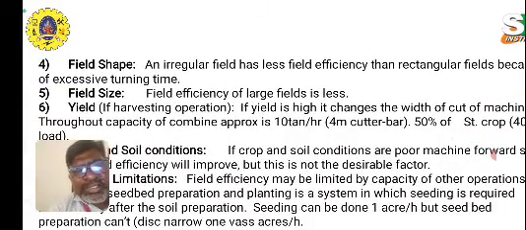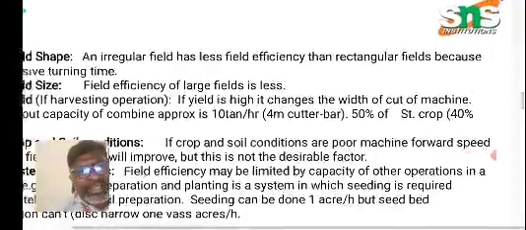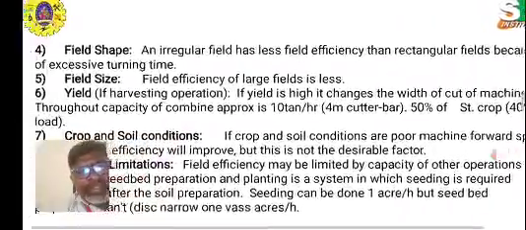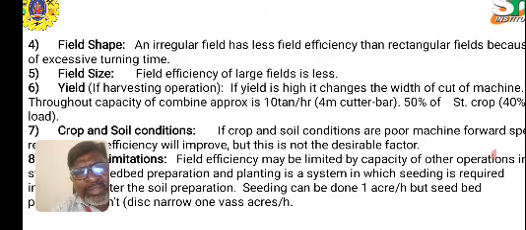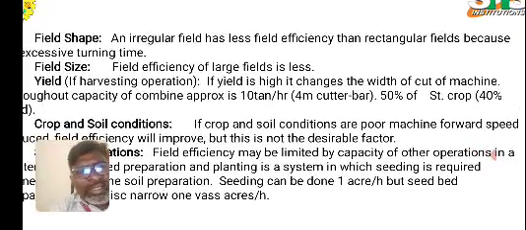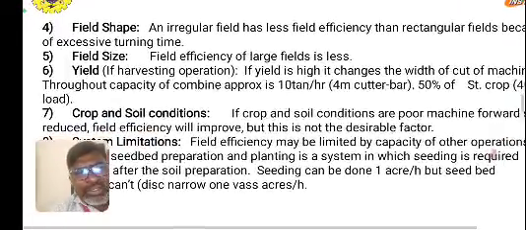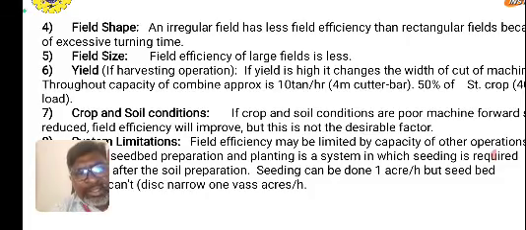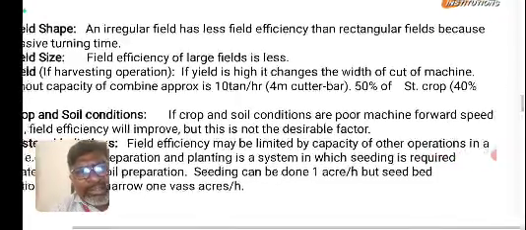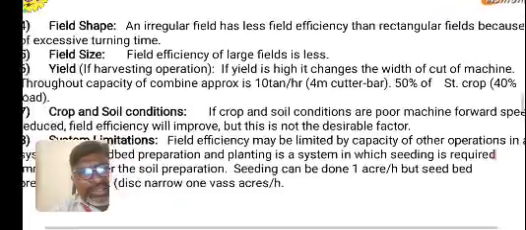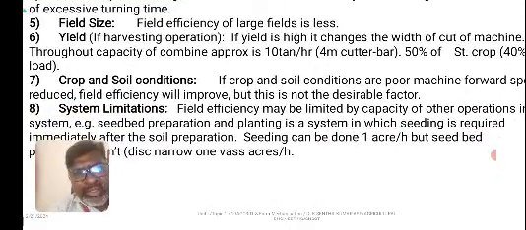To consider field shape, an irregular field has less field efficiency than a rectangular field because of excessive turning time. So, to consider field size, field efficiency of a large field is less compared with a smaller field. And the yield: in case of a harvesting operation, if yield is high, it changes the width of cut of the machine. Throughput capacity of a combine is approximately 10 ton per hour at 50% of crop load. Then crop and soil conditions.